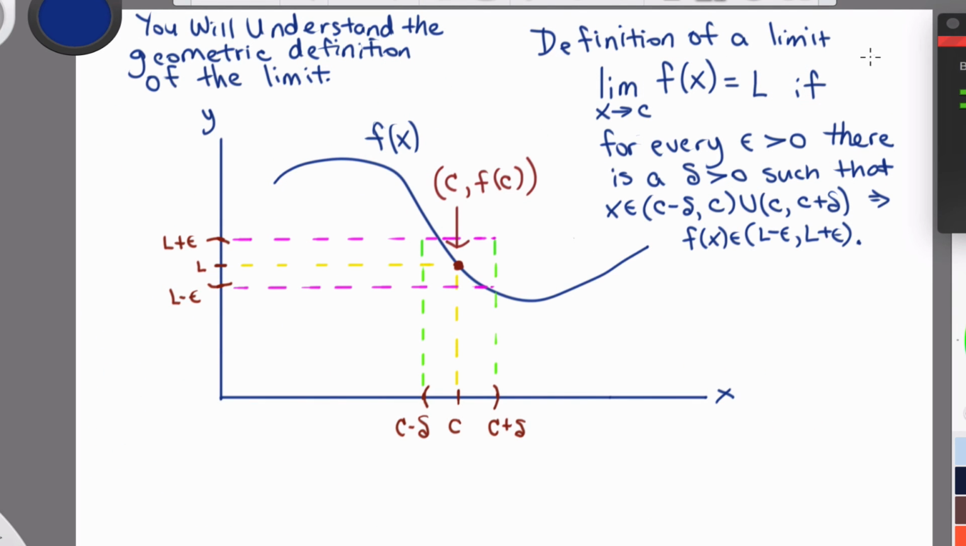In the next video, I will show you how the previous problem relates to the geometric definition of the limit.